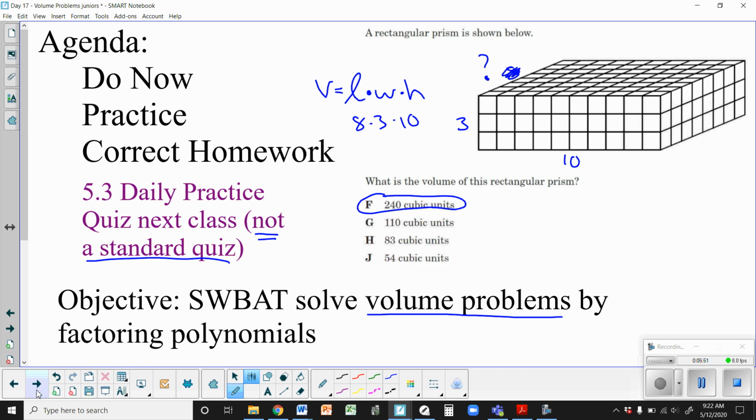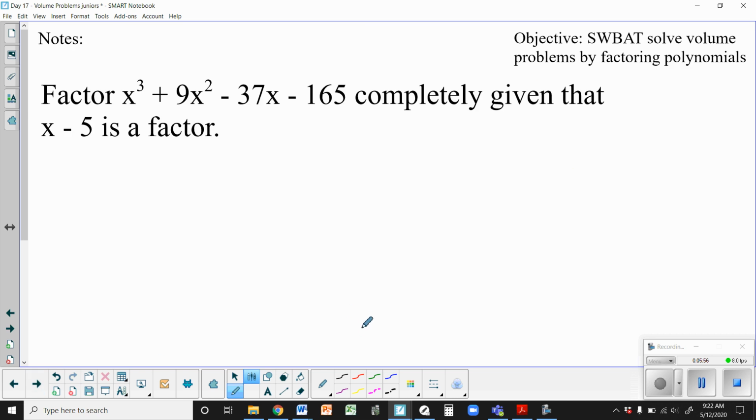First we're going to go back and do a problem from last time just to get our minds in the right set. Since it says factor this polynomial given that x minus 5 is a factor, it's really saying factor means divide, right? So we're thinking divide this completely given that this is a divisor. So this divides evenly into this. So when we see factor, we think divide.